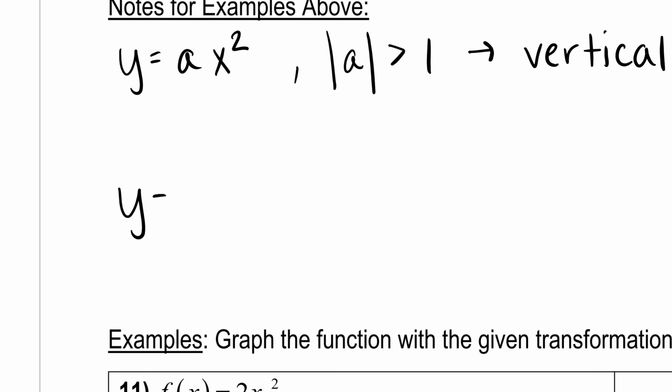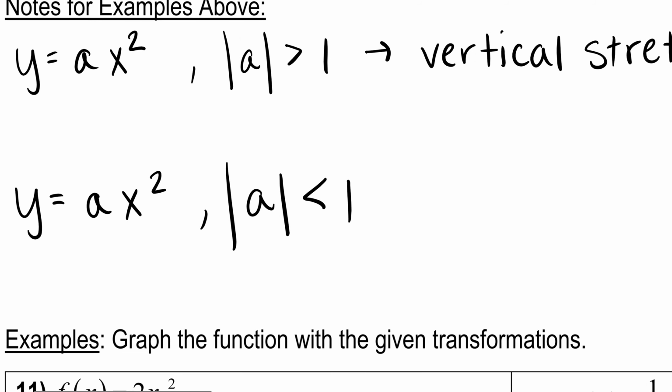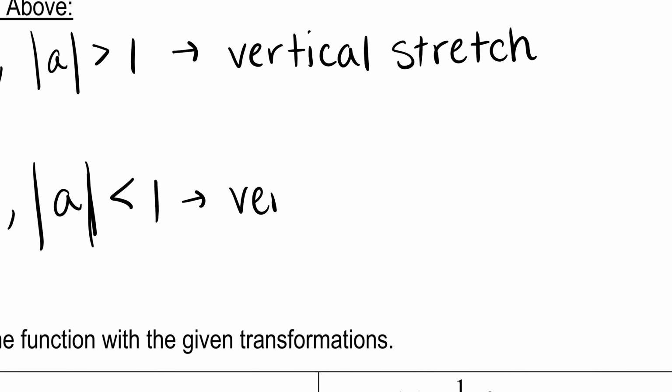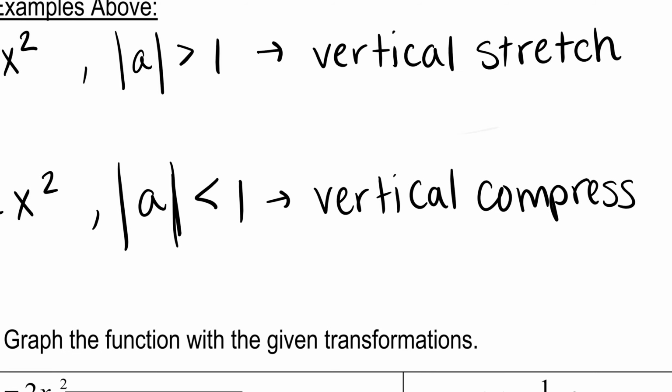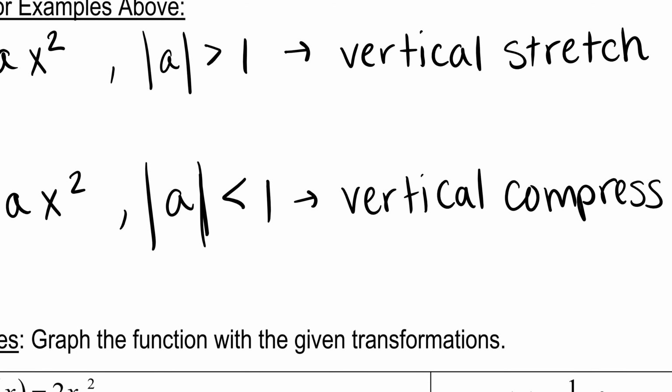So my only other option for this is ax squared, except the absolute value of a is less than 1. This would be a vertical compress. And just something about compressions, if you want to write this down, you can. To be a vertical compress, it's pretty much guaranteed, or it's a requirement, it has to be a fraction, because only fractions are in between 0 and 1. There's no whole numbers. So if you want to write that down there, must be fraction.